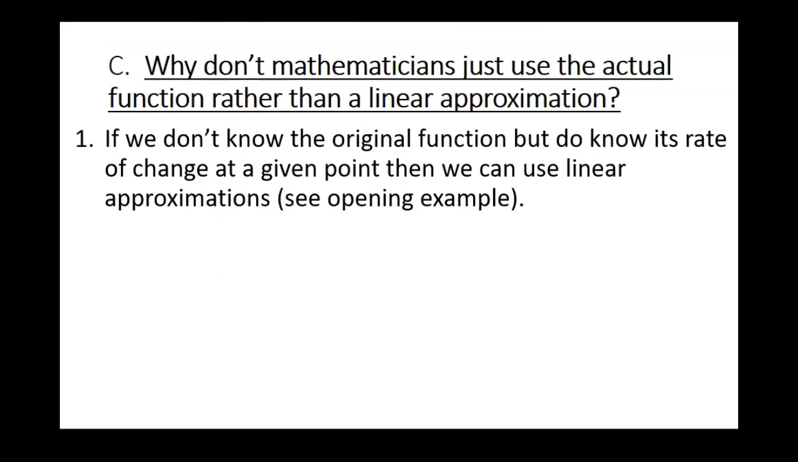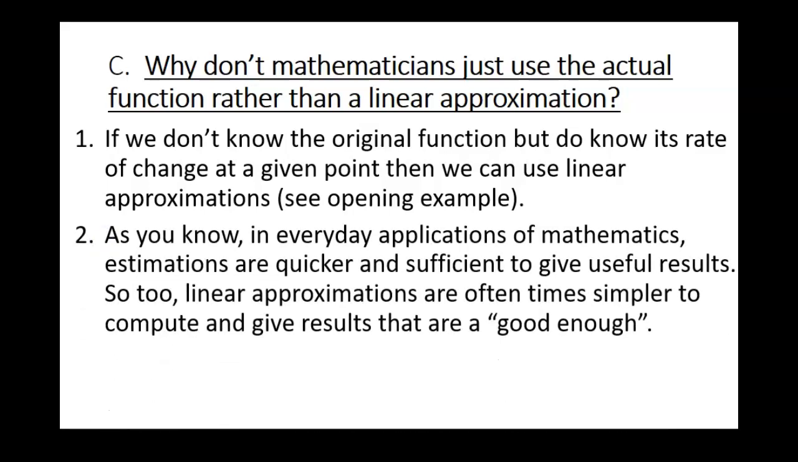So why do we do this? If we don't know an original function, but we do know its rate of change at a given point, then we can use linear approximations to find answers. You guys did that today. You knew that bicyclist was coasting downhill, but logically, you thought, okay, 1 second, I'm sure her speed didn't change that much. She probably went about 3 meters per second, a little bit more, right? So sometimes you don't know what the real function is, so you can use those just to estimate a ballpark answer that's good enough, right? As you know, in everyday applications of mathematics, estimations are quicker, and they're usually sufficient to give useful results. Okay, so they're usually good enough, so to speak.